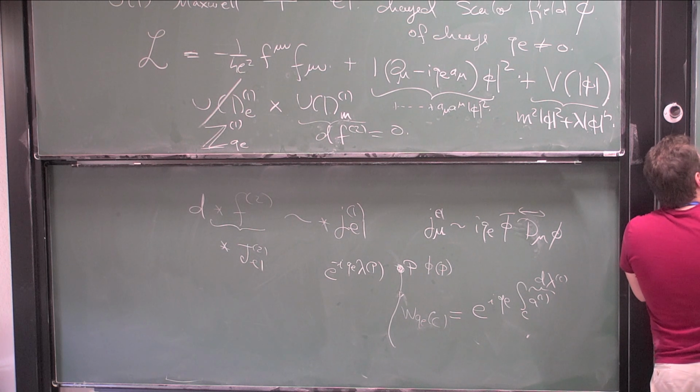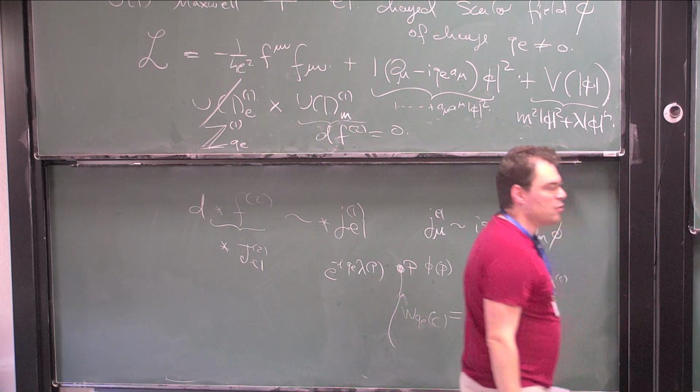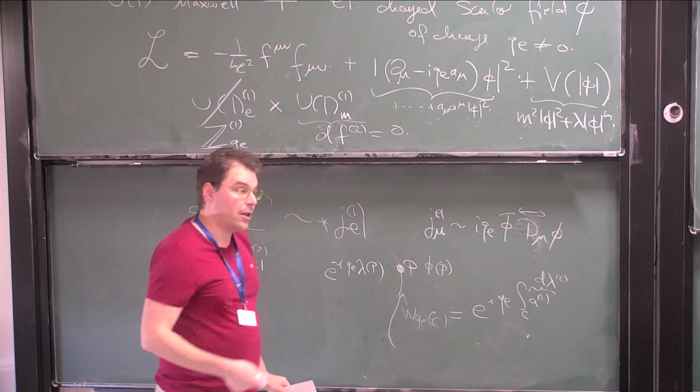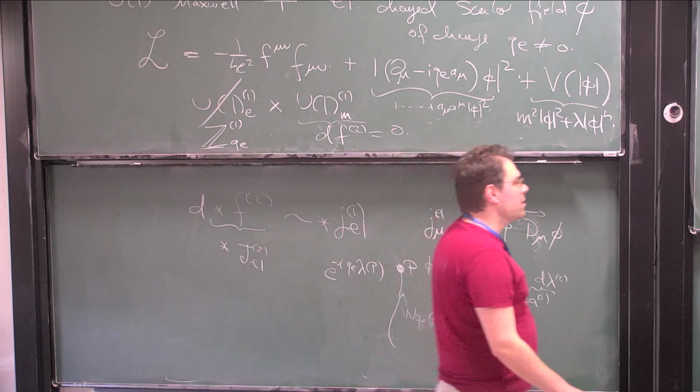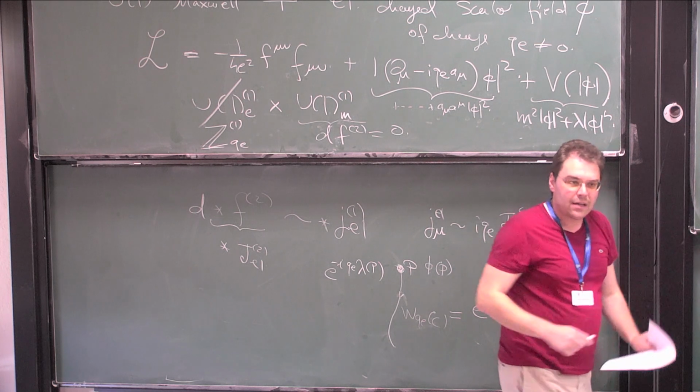Sometimes they're called Abrikosov-Nielsen-Olsen vortices. They also occur in superconductors. They also occur in this version of the model. So these are topological defects that are essentially dynamical magnetic flux tubes.